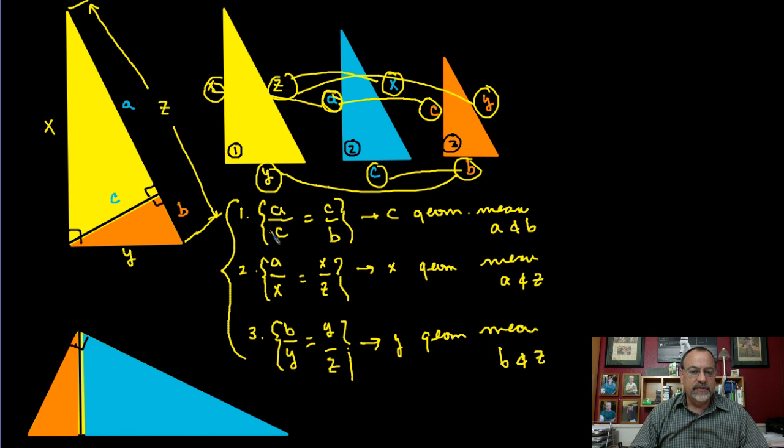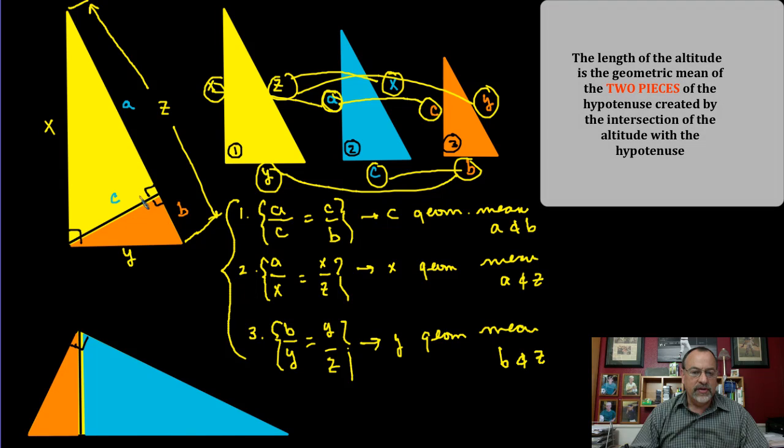And basically what it comes down to is this. When you draw an altitude that goes to the hypotenuse of a right triangle, then the length of that altitude is the geometric mean of the two pieces of the hypotenuse. And this is the proportion. This is the altitude. These are the two pieces of the hypotenuse, and we can either set up this ratio and proportion like this, or we can simply calculate it if we have the correct information.